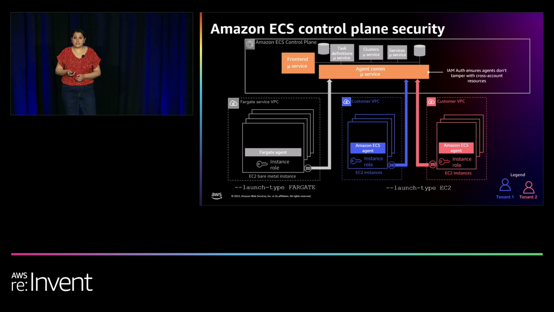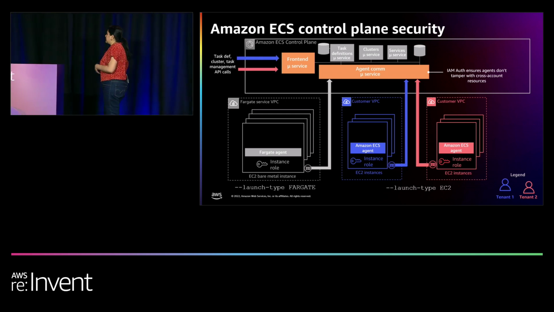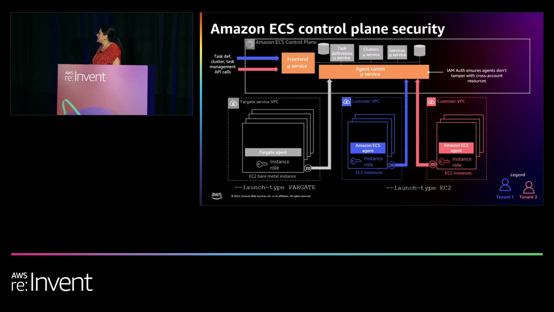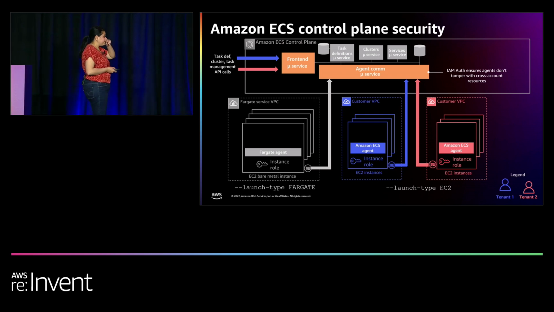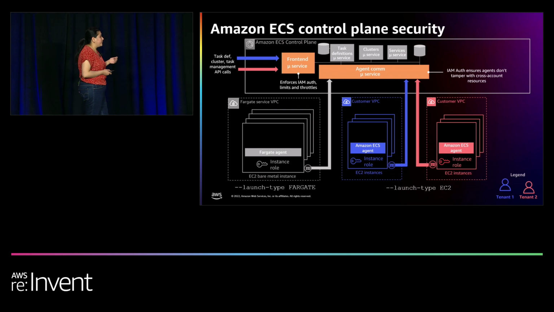The other entry point is the front-end service, of course. So this is the one that fields all the other incoming APIs: task management, run task APIs, task definition APIs, cluster APIs, service APIs. And here, there's standard IAM auth. We enforce IAM auth based on the calling actor. And then limits and throttles are another important piece of really just protecting fairness on the service.